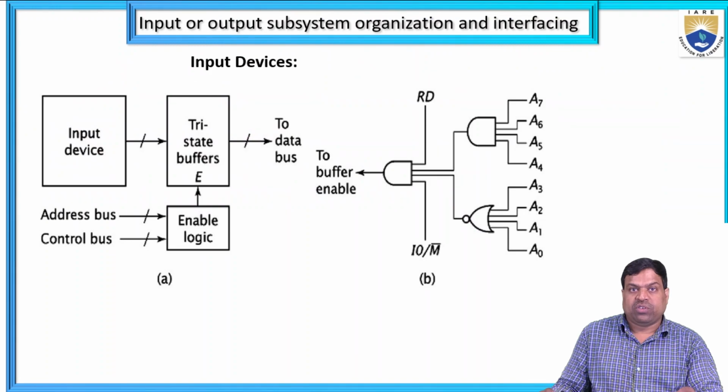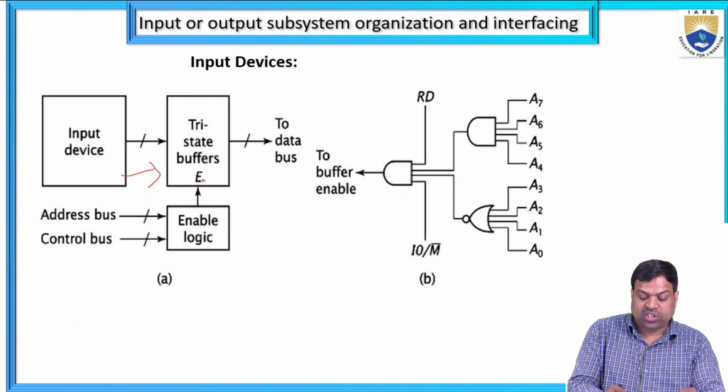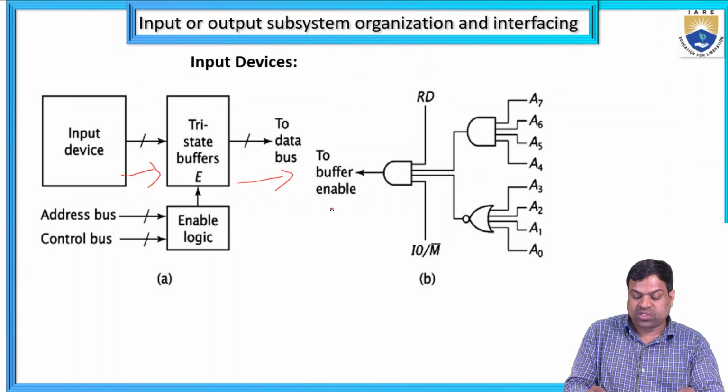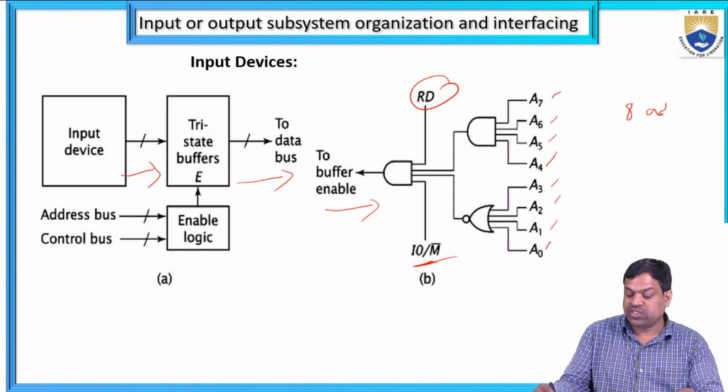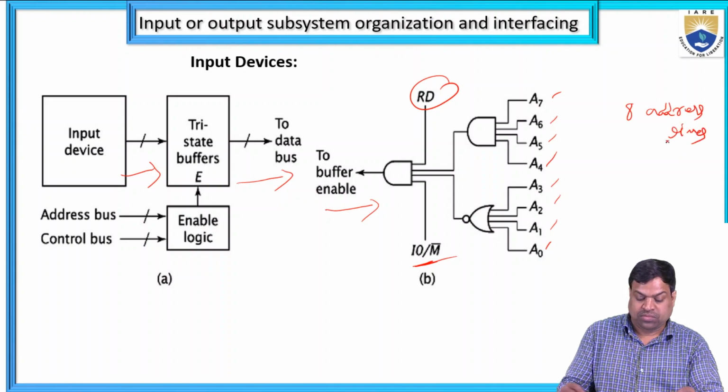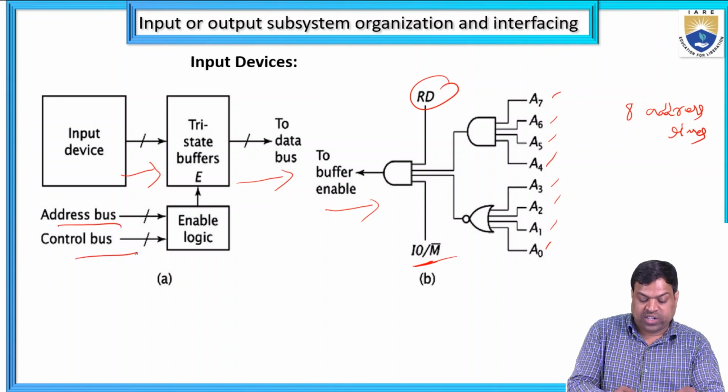And the input device is connected through tri-state buffering to the data bus. Two buffers are enabled by read, input output, and the address lines. What are they? A0, A1, A2, A3, A4, A5, A6, A7. So there are 8 address lines. Okay, so there are the address bus and the control bus. Here I am talking about the address and control bus enable logic.